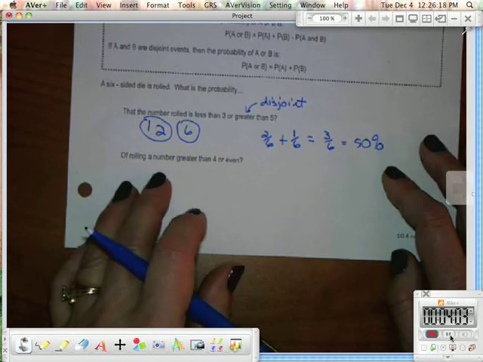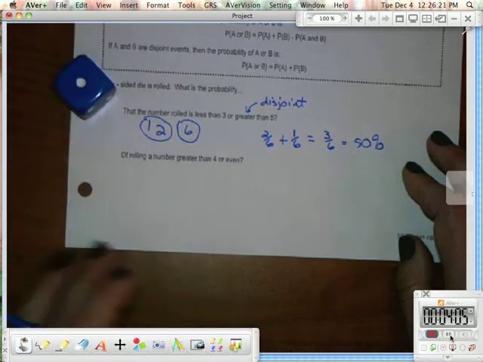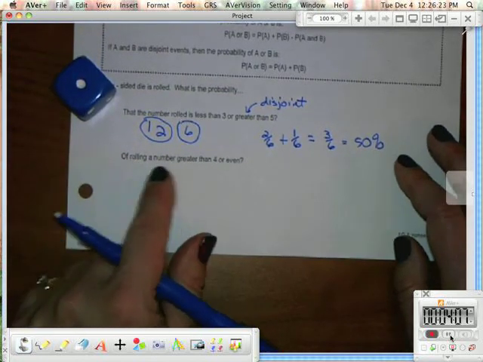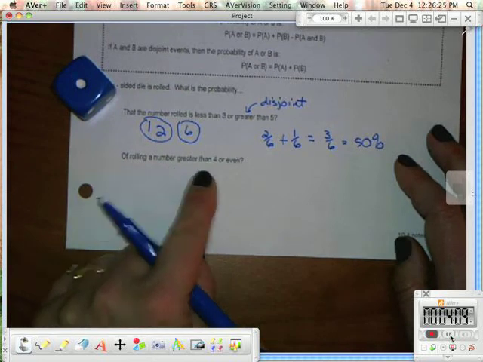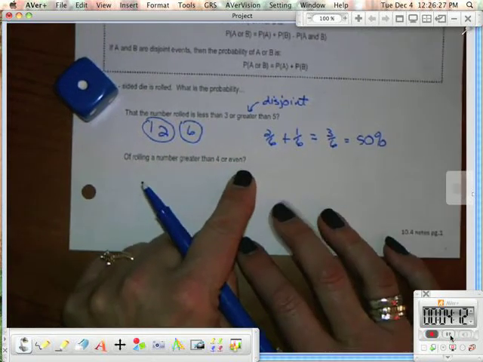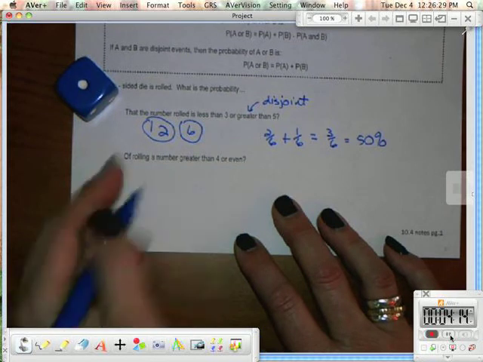All right, so let's look at this one now. We're rolling the same die. What's the probability of rolling a number greater than 4 or even? All right, so the possibilities of greater than 4 are 5 and 6.